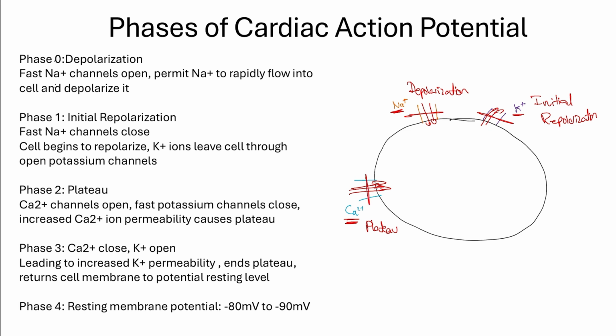After that, the calcium channels close and the potassium channels open again. This is what ends the plateau and returns the cell membrane to resting level. After the potassium channels open, we get the abrupt repolarization. The resting membrane potential is around negative 80 millivolts to negative 90 millivolts after repolarization.